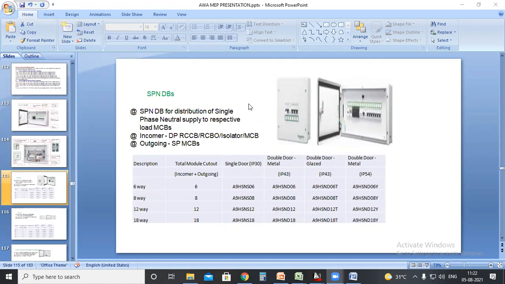So the number of circuits is also a factor for selecting the distribution board. Is that clear? Okay.